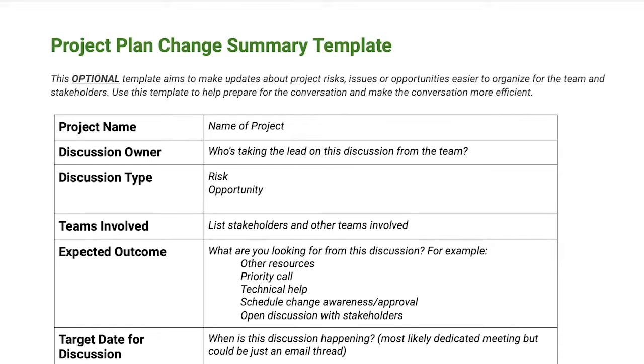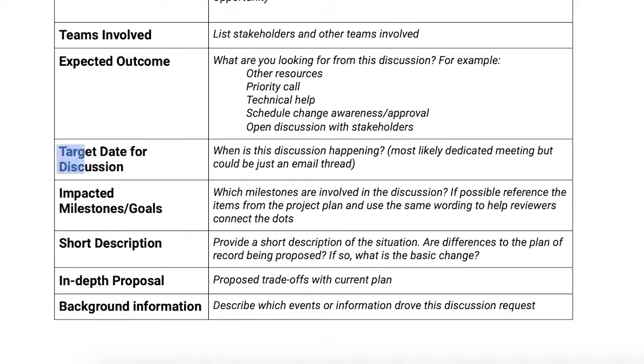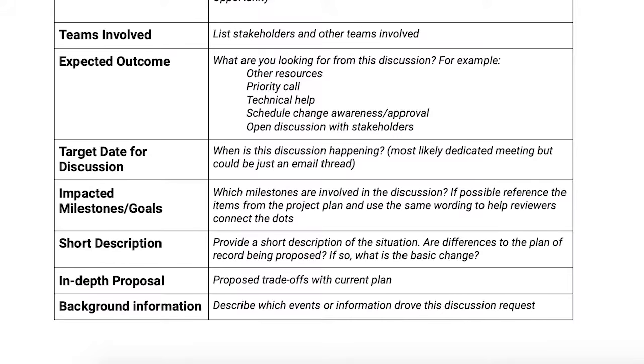You'll want to identify the teams involved and the expected outcome of the discussion, which might be a change in priorities, schedule change, or an official call on how to proceed with an issue. Add the target date for discussion and identify which milestones or goals might be impacted. Provide a short description of the current situation, the change, and any difference you expect to make to the plan of record, like a snapshot of the before and after. Then go into an in-depth proposal for the necessary changes and address any trade-offs. And finally, provide any background information so that everyone shares the same context.